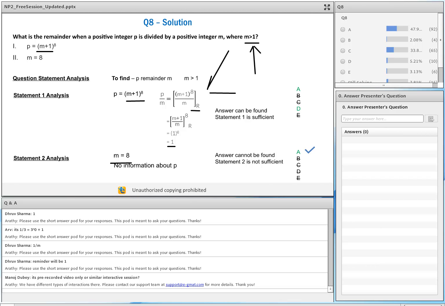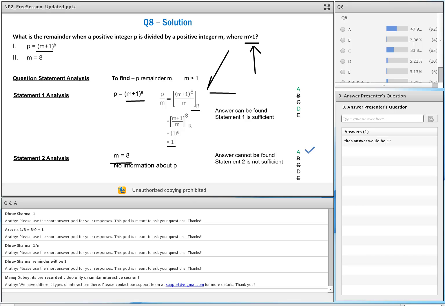Now, I love when people are speculating, where people are saying, hey, what would be the solution if instead of p is equal to m plus 1, p were m plus 3? In that case, most likely, yes, the answer would have been E. Absolutely. Or we'll have to then process statement 2 to really say what does it lead to. Because it's statement 2 where m is 8, we probably could have gotten an answer. Then it could have been E.